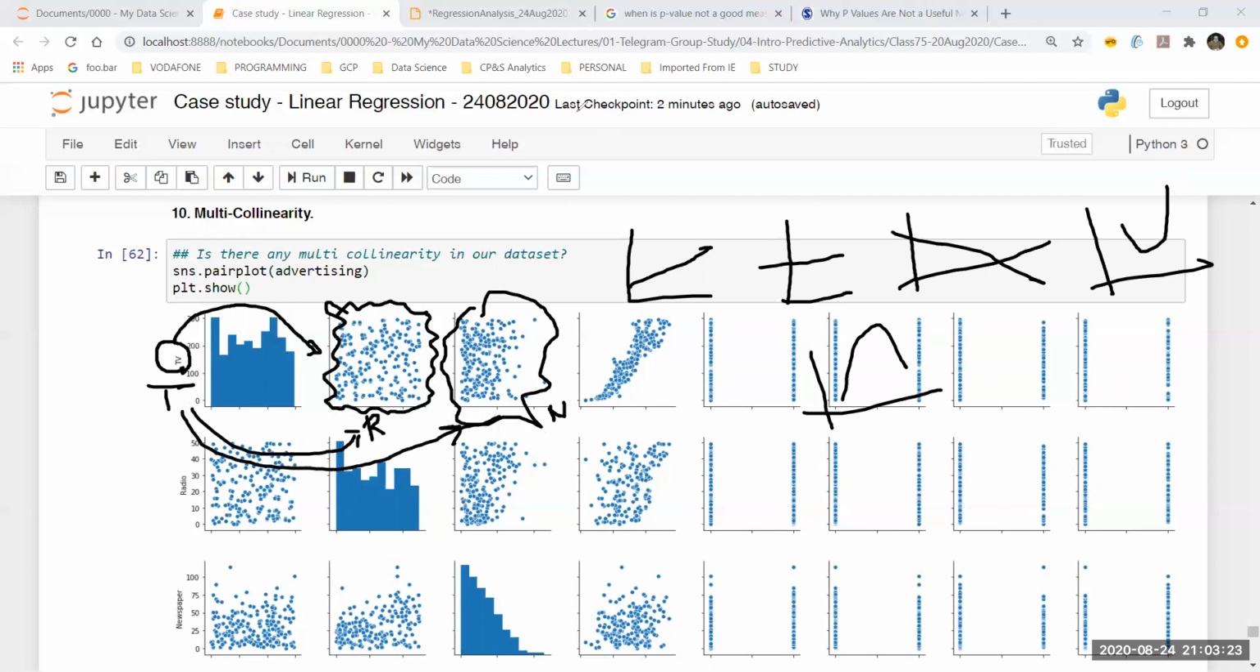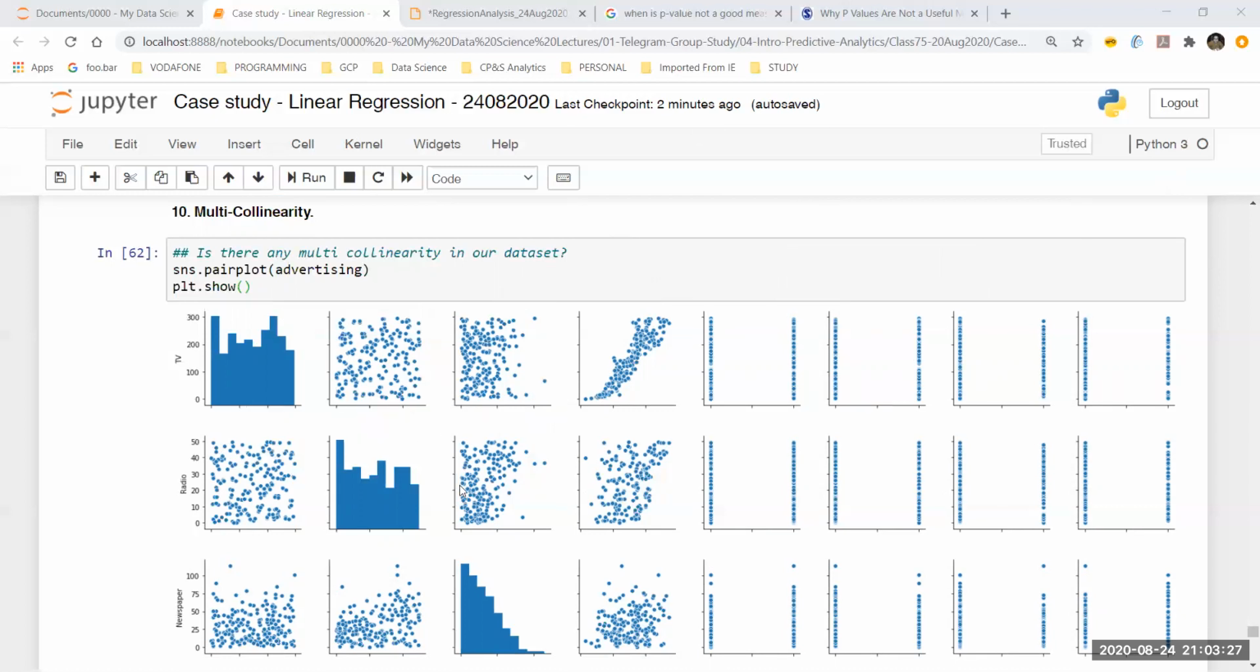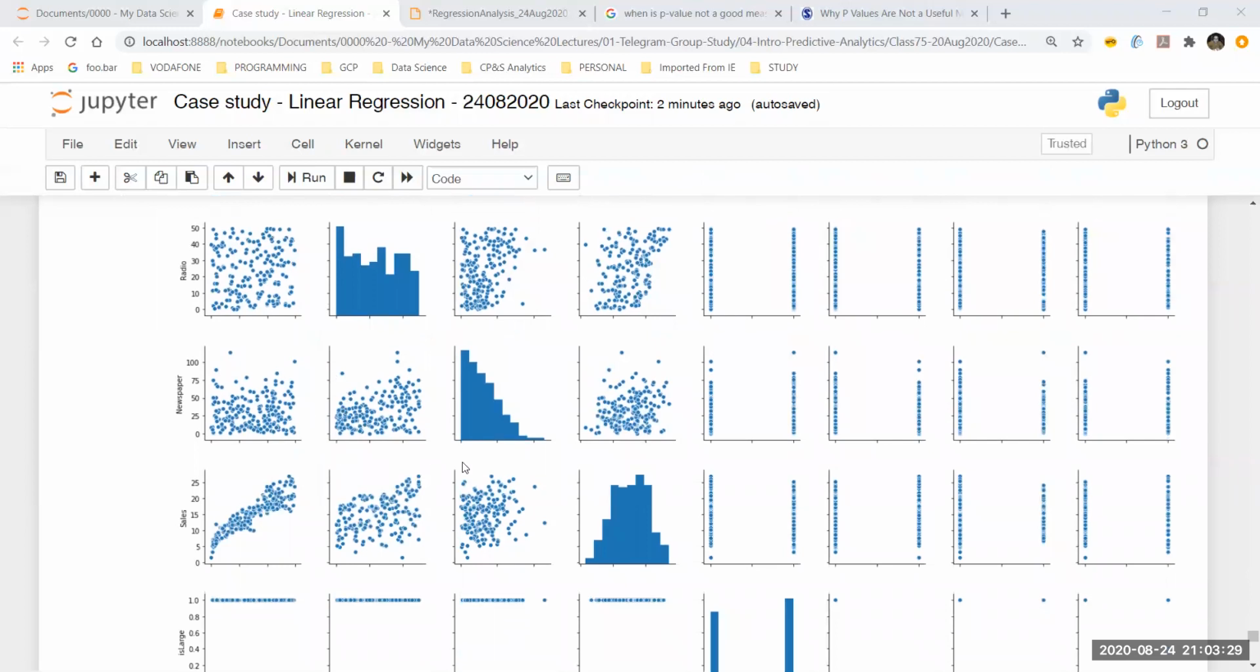But look at this section, let me come down over here again. There is some relationship here. What is this axis that I see? My x-axis is actually radio ads, and my y-axis is my newspaper ad. So there is some kind of positive relationship. I cannot say it is very strong, but there is something. I can still try to plot a regression line.